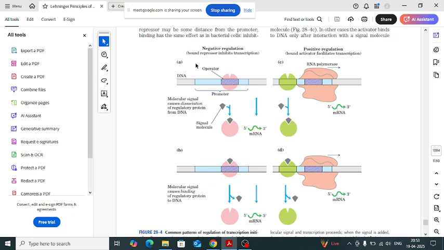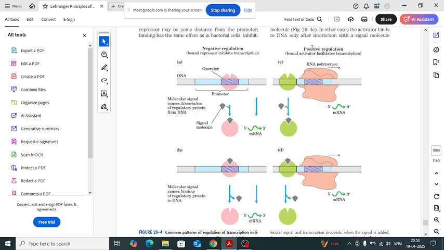So this is called negative regulation, where the repressor is bound to the operator region, blocking the expression of the downstream gene, right? And the opposite is positive regulation, where the bound activator facilitates the transcription process. Here, positive regulation can also have an operator region in the promoter.